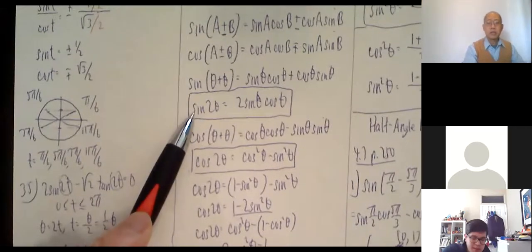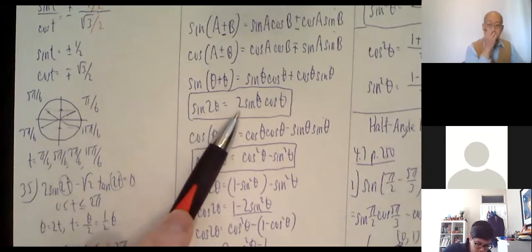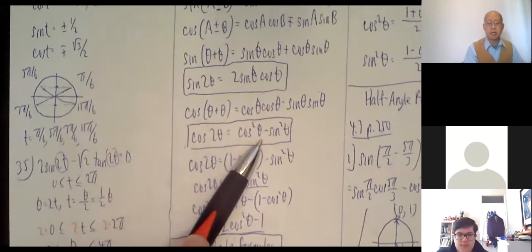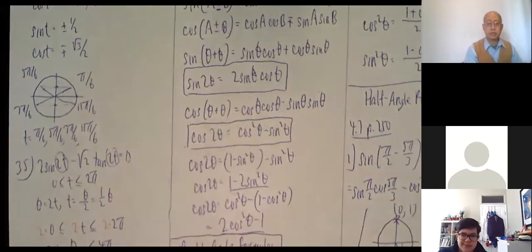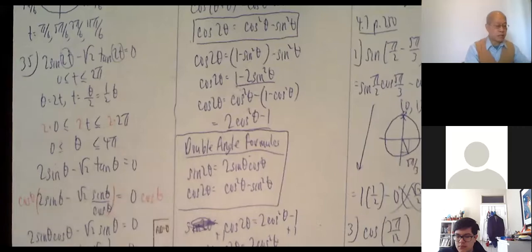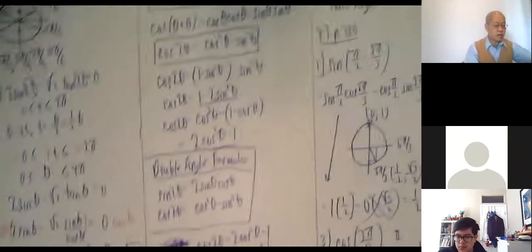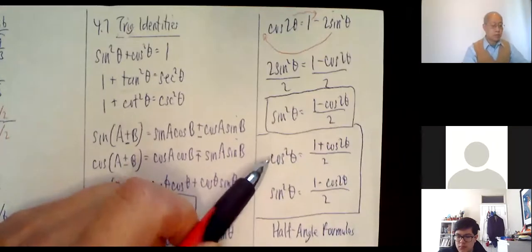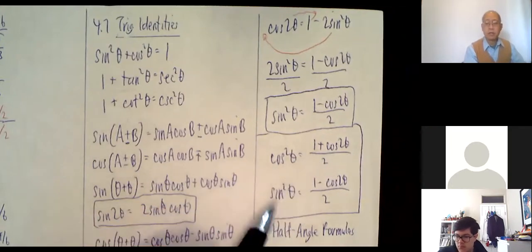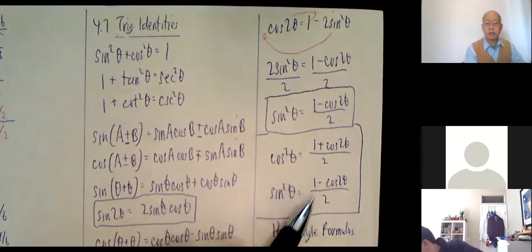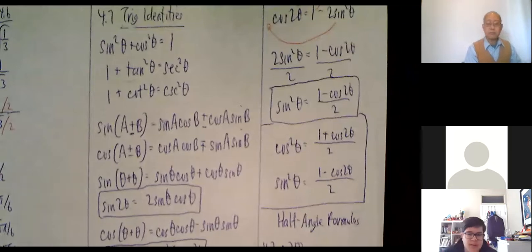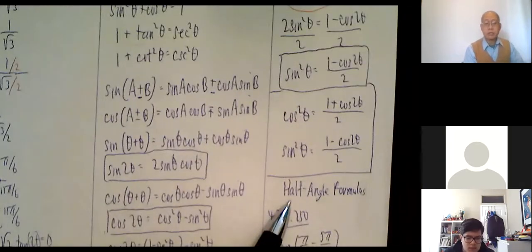Okay, the double angle formulas: sine of 2 theta is equal to 2 sine theta cosine theta. Cosine of 2 theta equals cosine squared theta minus sine squared theta. Again, put these on your cheat sheet if you wish. All right, and that just summarizes everything that I said there. Okay, and then the half angle formulas combine here. Cosine squared theta equals 1 plus cosine 2 theta over 2. Sine squared theta equals 1 minus cosine 2 theta all over 2. Okay, so put all of these in your next cheat sheet. And now I'll get started with some of the homework problems.